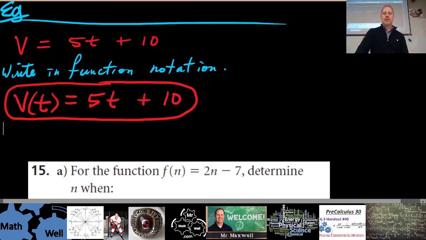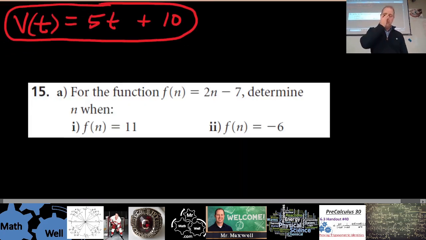It's easy. All right, so let's do a couple examples from your assignment here. I think this is one of your assignment questions. So this says, for the function f of n equals 2n minus 7, determine n, so we have to solve for n, when f of n equals 11. Okay? So here's your level 3 question. It's not going to be that hard to do, but I can probably guess that looking at that question, half of you are like, I have no idea what that means.